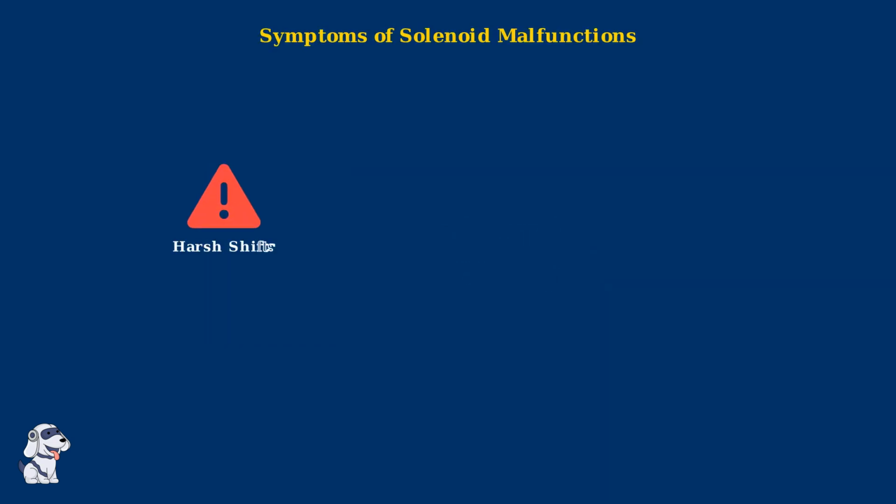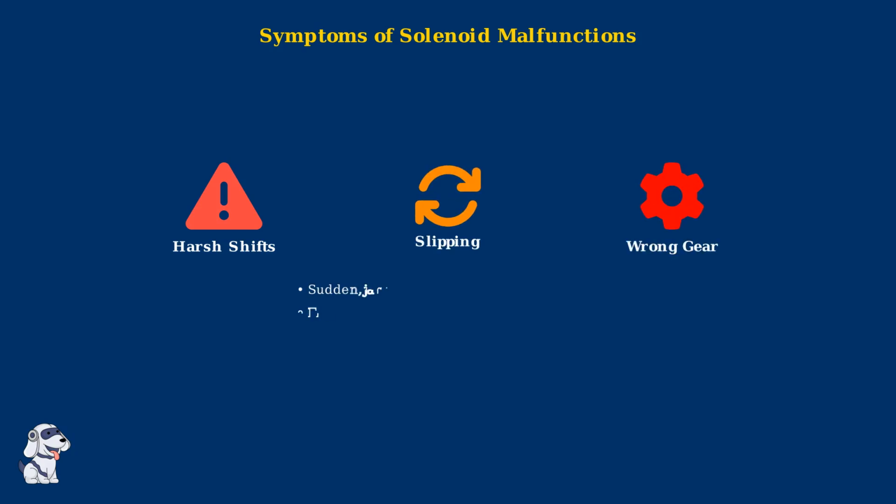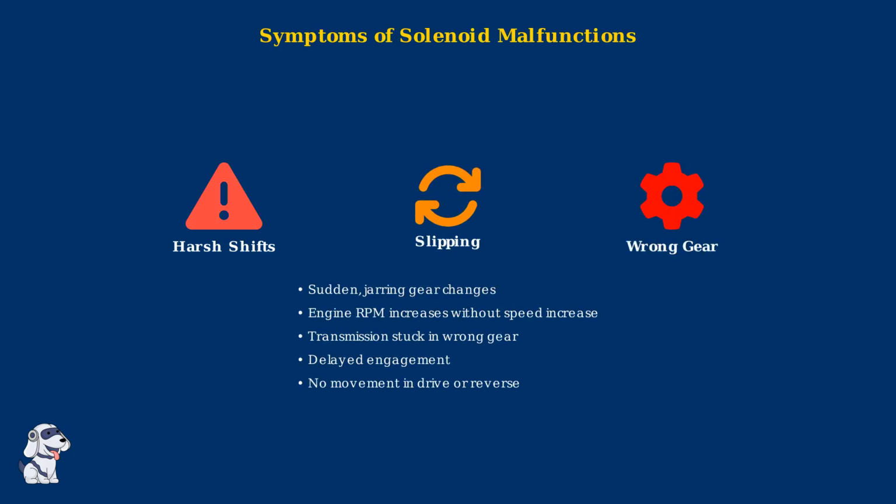Solenoid malfunctions manifest in several distinct ways. Harsh shifts occur when solenoids fail to modulate pressure smoothly. Slipping happens when solenoids cannot maintain proper clutch engagement. Incorrect gear selection results from faulty shift solenoids not responding to control signals.